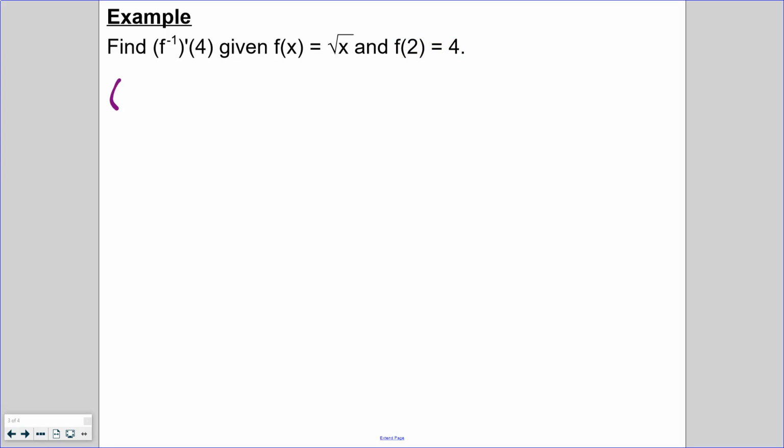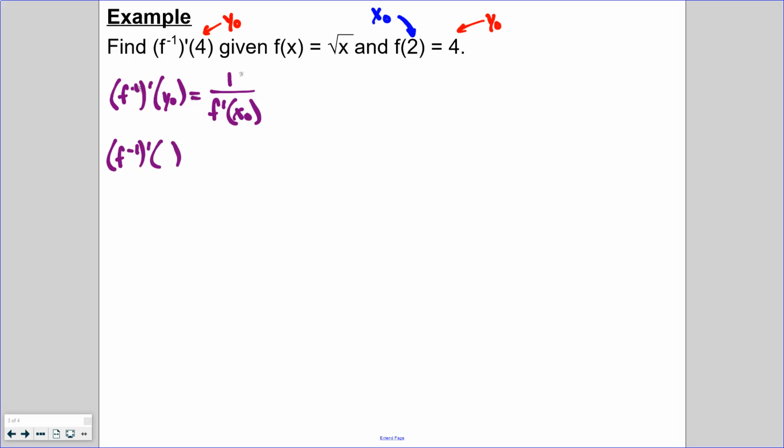So let's start out with our formula. f inverse prime of y sub 0 is equal to 1 over f prime of x sub 0. Based on the information we're given, y sub 0 is going to be 4. And again, y sub 0 is 4, which makes the 2 inside of the f of x function our x sub 0. So we can substitute what we know into our formula. We know y sub 0 is 4, and we know that x sub 0 is 2.